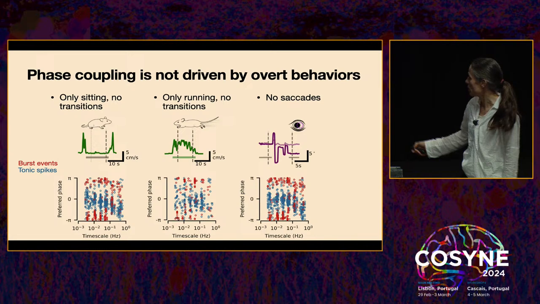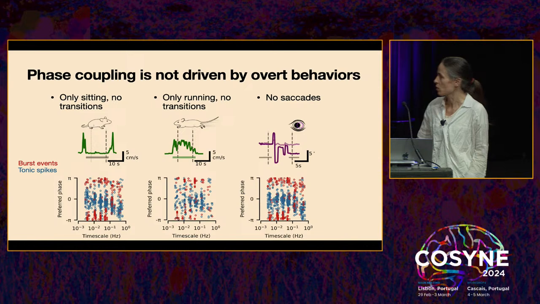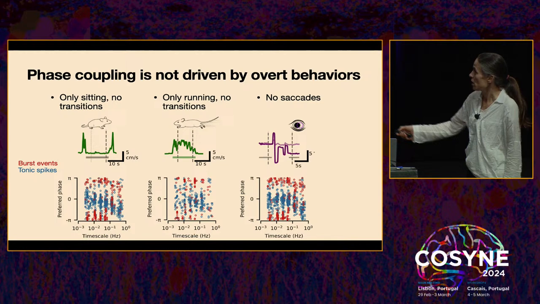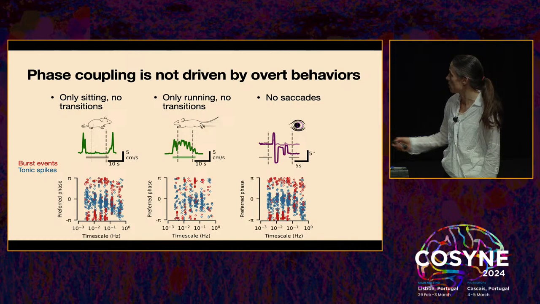So all the main findings of having significant coupling across many timescales and having this opposite phase preference between burst and tonic spikes are largely preserved. Maybe one caveat is that during running we have very few burst spikes, so maybe this pattern is not as clear as in these two cases.